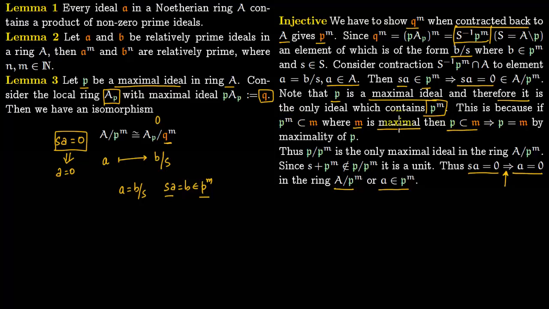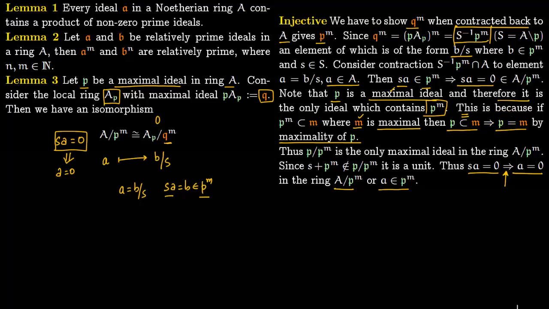So this is just by the definition of a maximal ideal. If M is maximal and contains P to the M, then this maximal ideal will contain P, and this implies that P is equal to M, because if M is maximal and P is also given to be maximal, and one is contained within the other, there has to be equality. So this is by maximality of P.